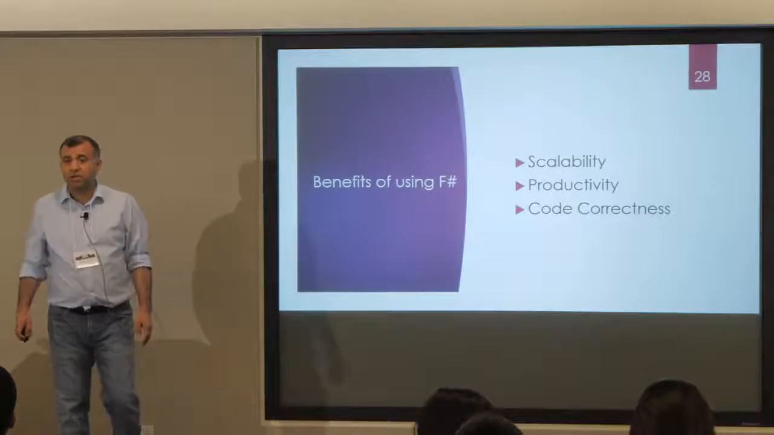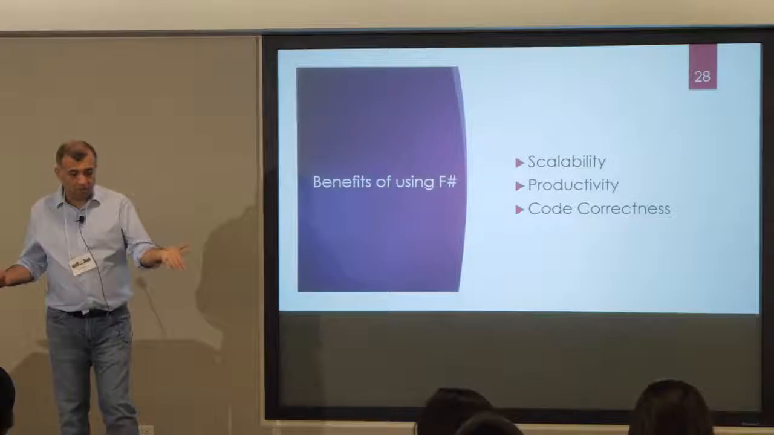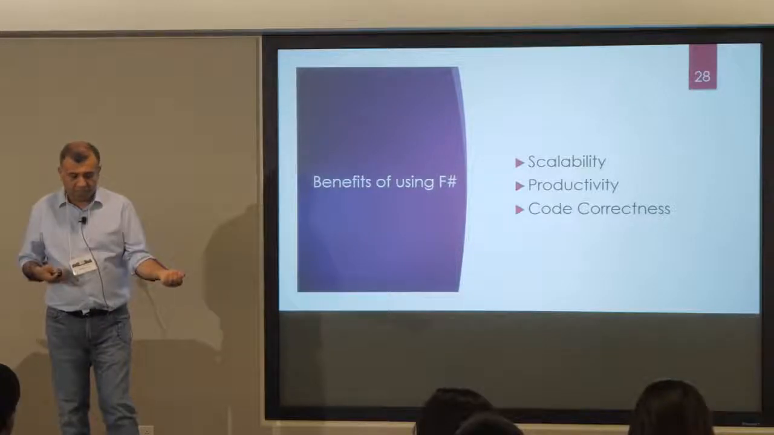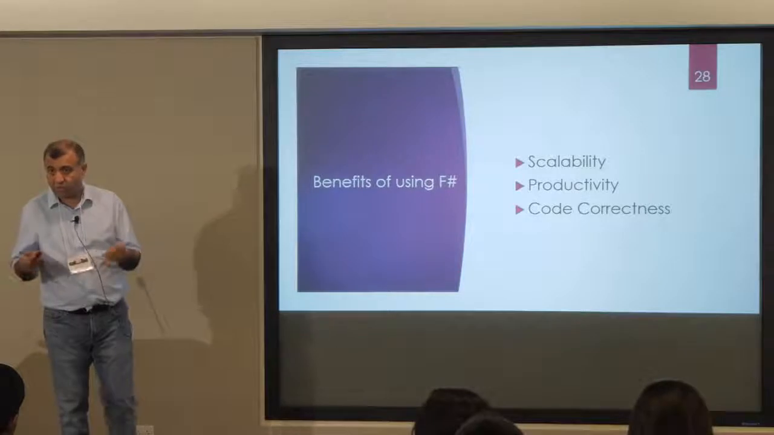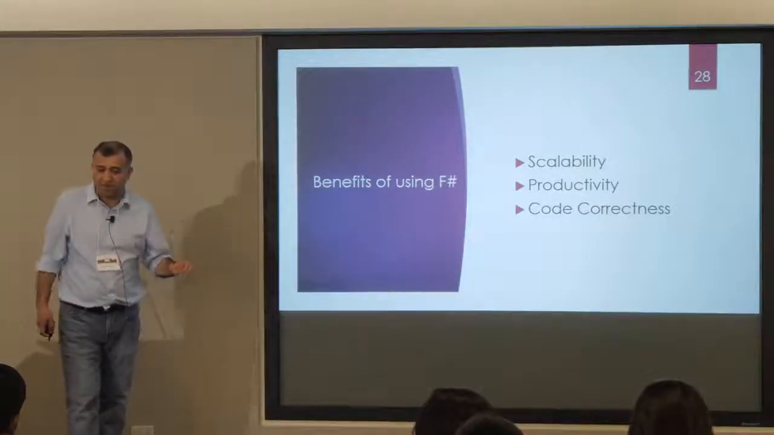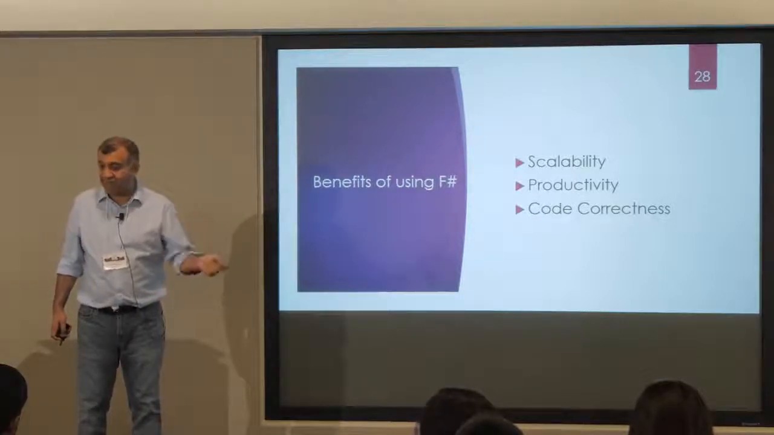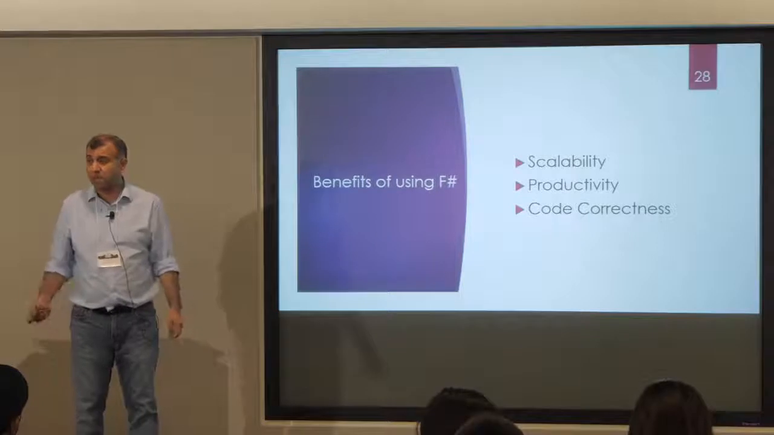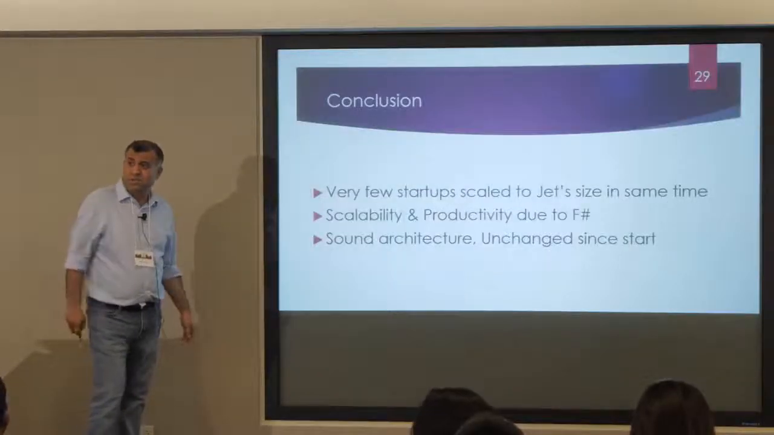Code correctness, this is also something very important. You have immutability, which means your code is more predictable. You don't have that many side effects. You have ADTs, you have exhaustive pattern matching. Exhaustive pattern matching would catch a lot of bugs at compile time as opposed to runtime. So yeah, you have code correctness.